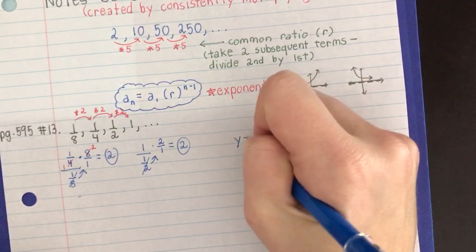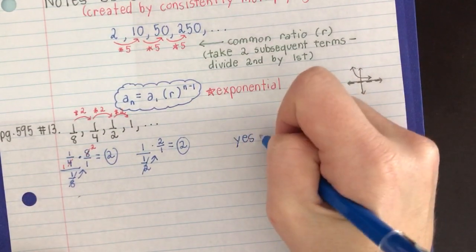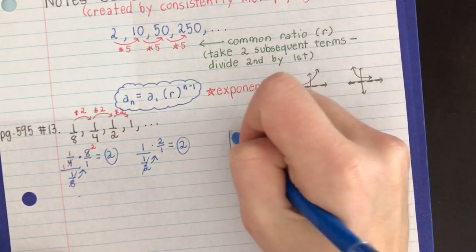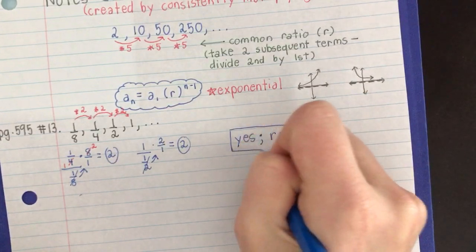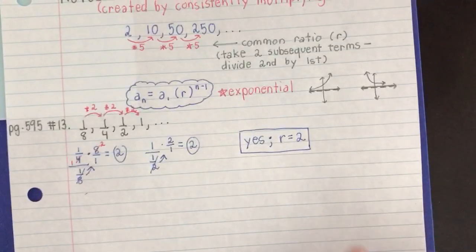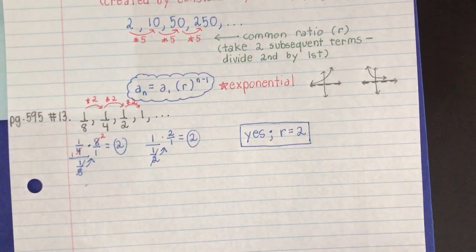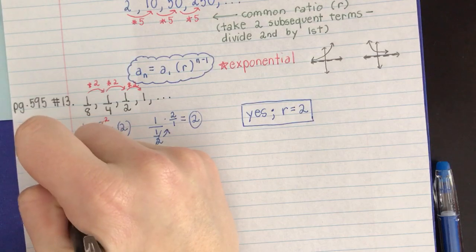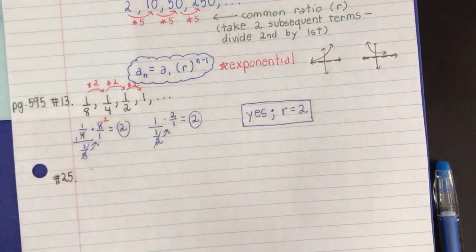So yes, this is geometric, and R equals 2. Okay? So then our next problem is problem number 25 from the same page.